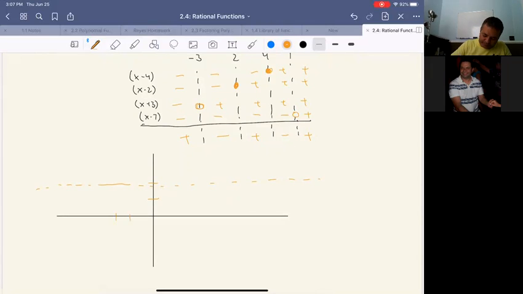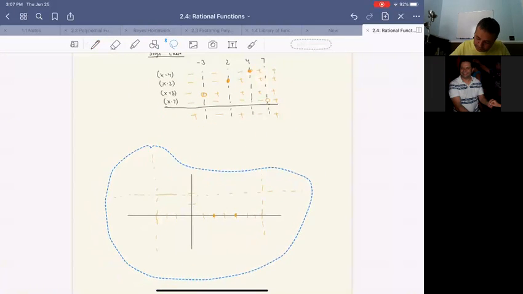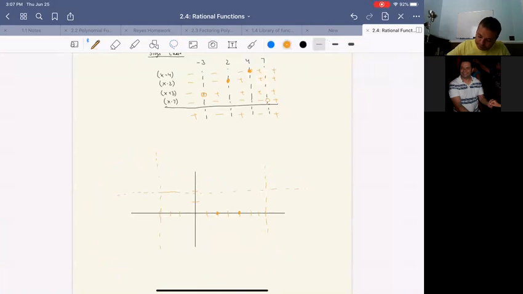At -3, I have a vertical asymptote. At 2, I have a 0. At 4, I have a 0. And at 7, I have another asymptote. Okay, let me move this a little bit. And now I can draw this graph, all right?